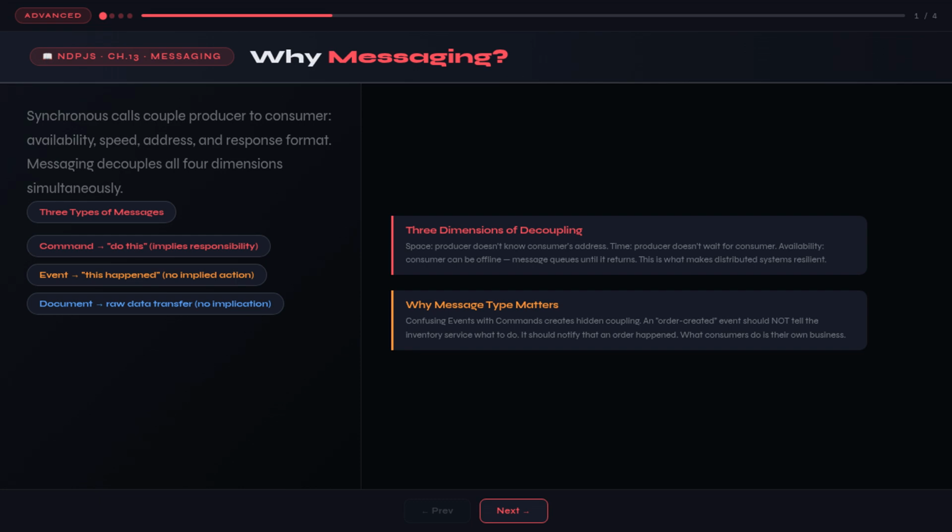Command implies responsibility; the target must act. Events are notifications; the source doesn't dictate what happens next. Documents are raw data transfers with no implied action. Confusing these leads to tightly coupled systems masquerading as loosely coupled ones.